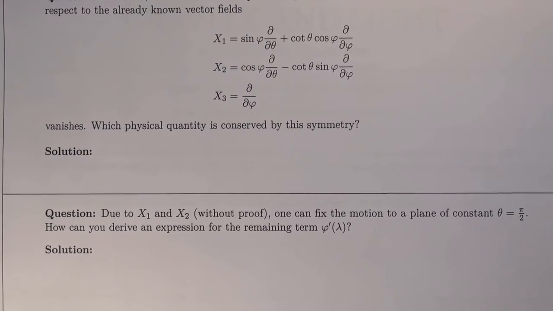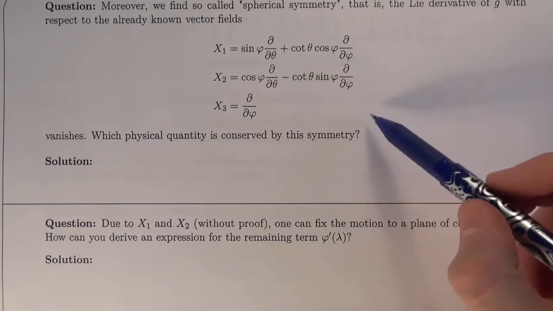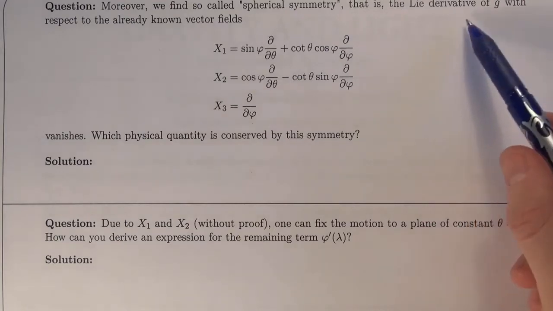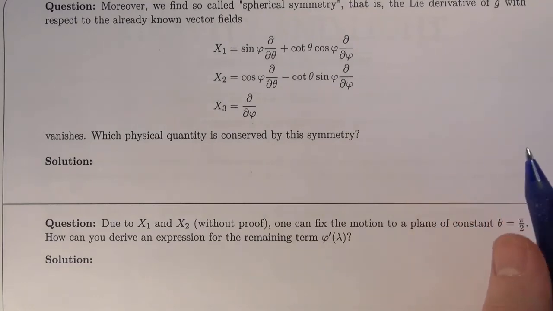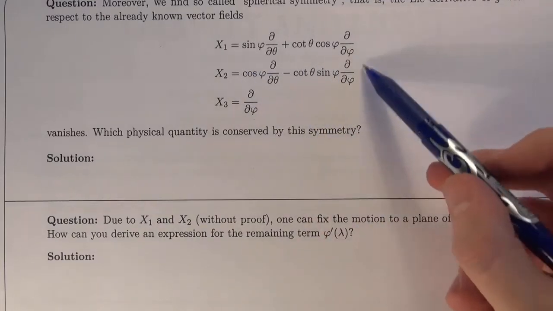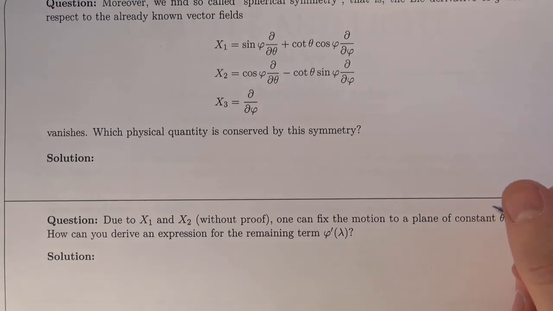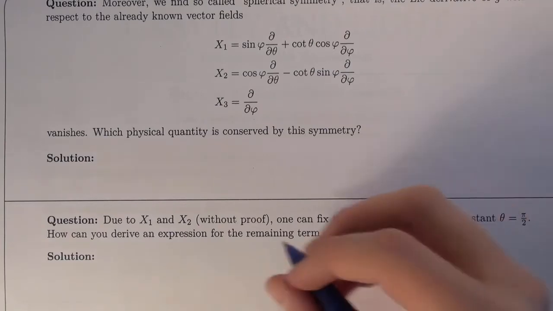Now we see that this metric also fulfills so-called spherical symmetry. That is, the Lie derivative of g with respect to these vector fields, which we already know from the last tutorial, vanishes. So which physical quantity is conserved by this symmetry? Well, that's rather easy, since in quantum mechanics this would be the algebra for angular momentum, and indeed angular momentum is conserved here.